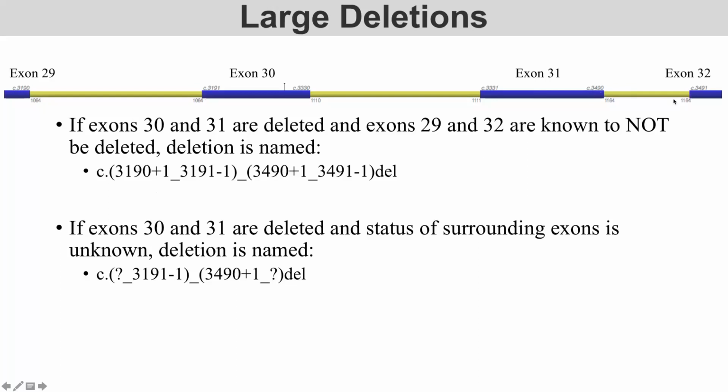And that's how you would describe, again, this deletion where you don't know the breakpoints, but you know only it's including these 2 exons and not the adjacent exons. If you had this same deletion and you knew 30 and 31 were deleted, but you don't know the status of the surrounding ones, you would still include those inner boundaries to say, you're starting at 3191 minus 1, 3490 plus 1, but then you would include a question mark on either side to show that you have not interrogated the status of the surrounding exons to know if they're included or not, so that you only know that the minimal part that is deleted would be within these coordinates.